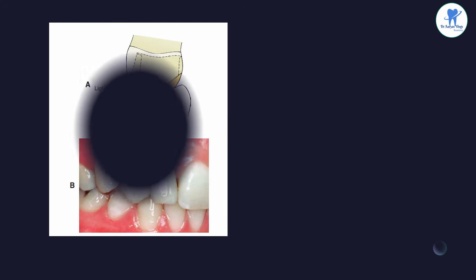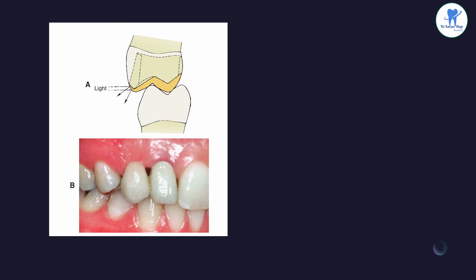Here in this picture, it shows the facial margin of a partial cast crown. It should be shaped so that the light is not reflected directly to the observer.